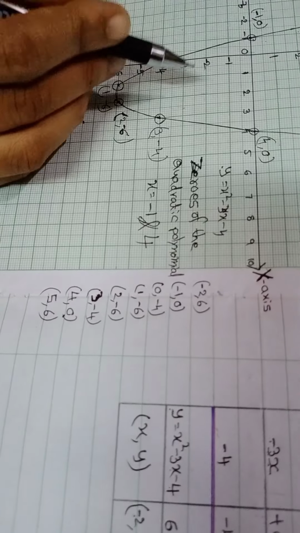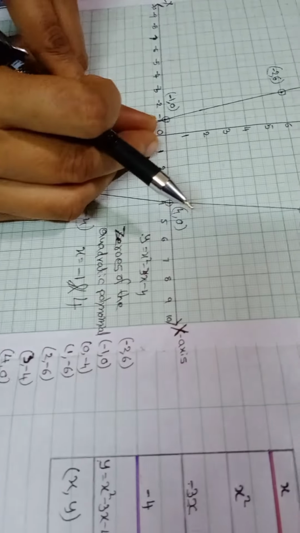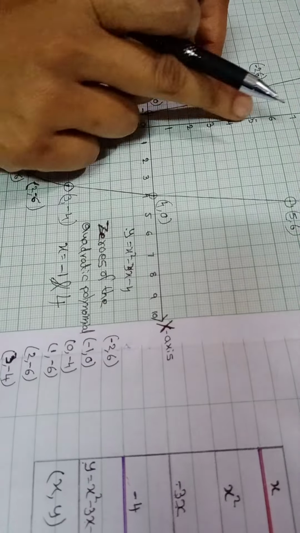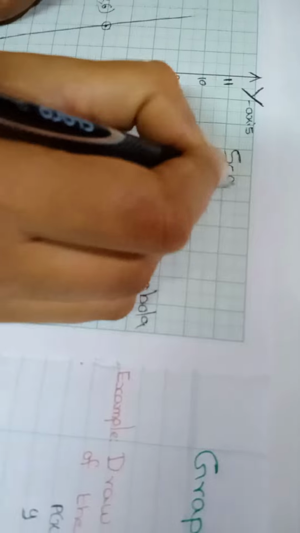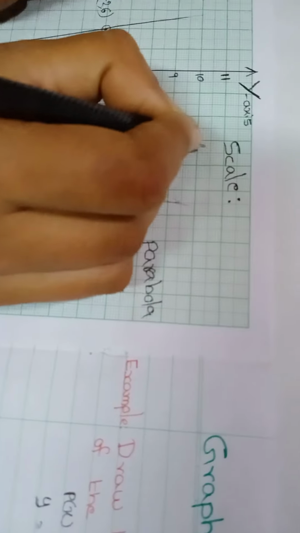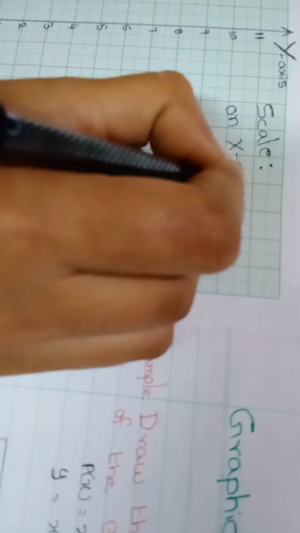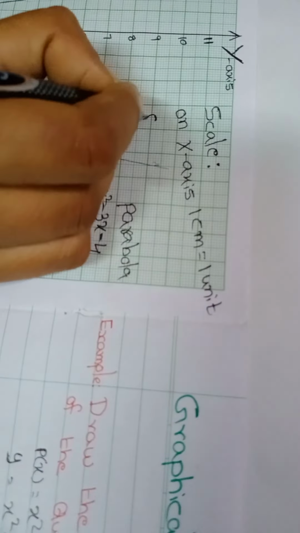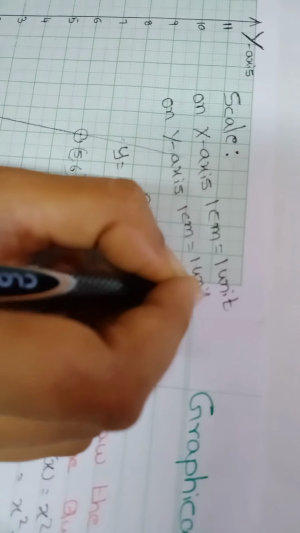We must write the scale. Scale means on the x-axis we take 1 centimeter equal to 1 unit, and on the y-axis we take 1 centimeter equal to 1 unit. Write here the scale of this graph. So you must write: on the x-axis, 1 centimeter we take 1 unit. On the y-axis, 1 centimeter is equal to 1 unit.